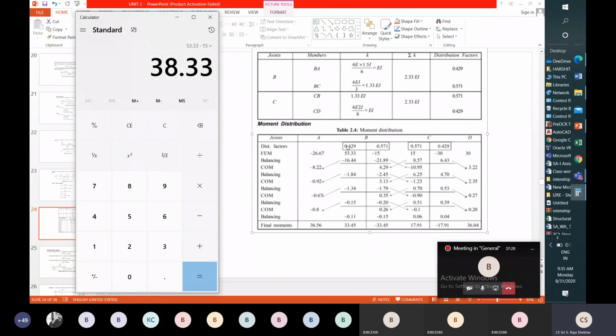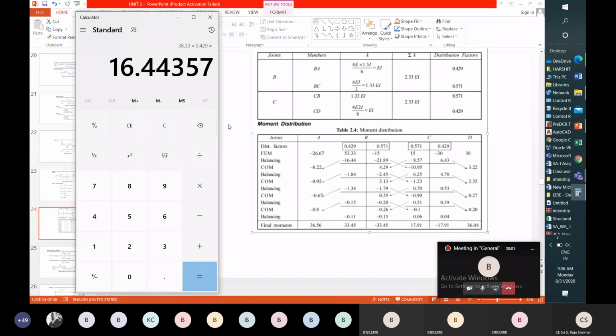For the member BA, the distribution factor is 0.429. So 38.33 multiplied with 0.429, we are getting 16.44. We have to distribute 16.44 to member BA. This is a different sign, so we distribute with the opposite sign, a negative sign with 16.44, which I have added here.